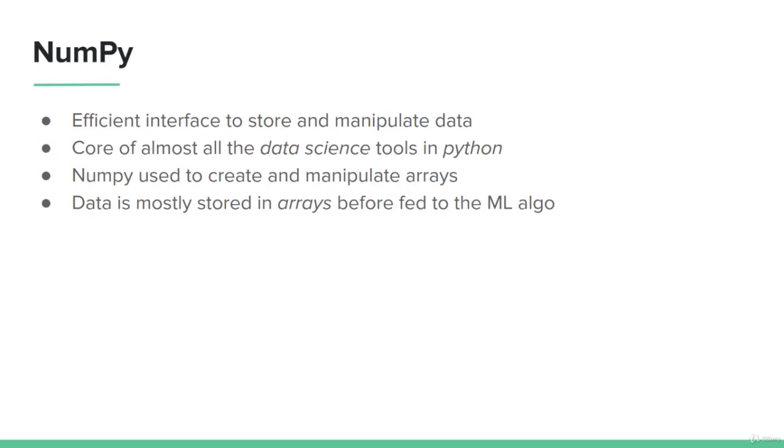The data is mostly stored in arrays before it is fed to the machine learning algorithm. We cannot just start processing the data directly and throw it into the machine learning algorithm. We need to store it in a particular format, and NumPy provides us with those tools. It is a powerful resource which helps us store the data in a particular format and process it before we feed it into the machine learning algorithm.